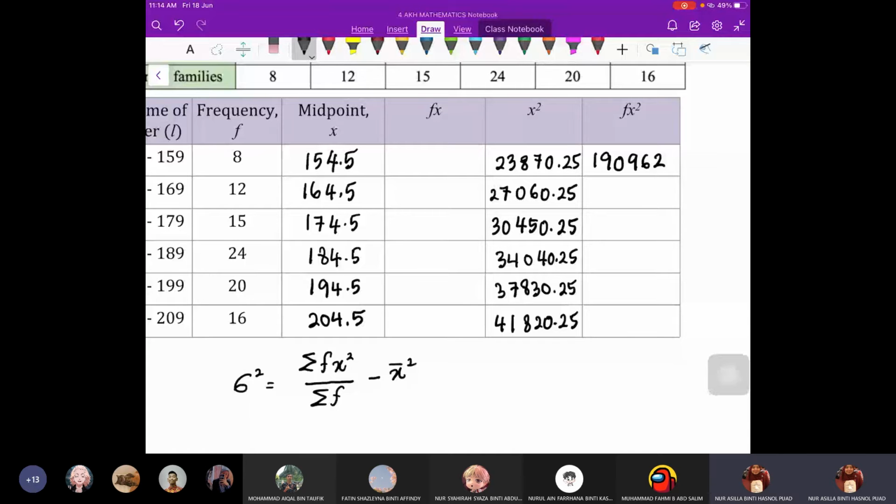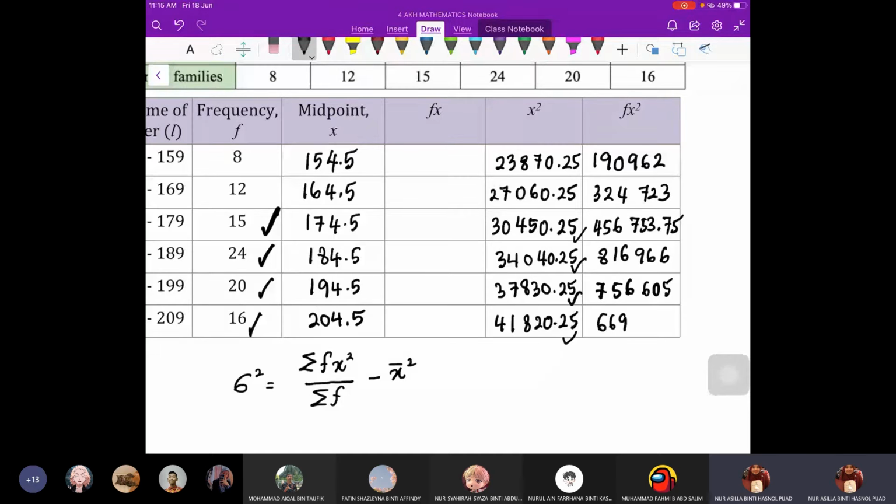Okay, and then biasalah. So 12 multiply dengan 27060.25. You get 324723. And then 15 multiply dengan x square, 456753.75. And then 24 times 34040.25 is 816966. And then 20 times 37830.25, 756605. And then 16 times 41820.25 will give me 669124.